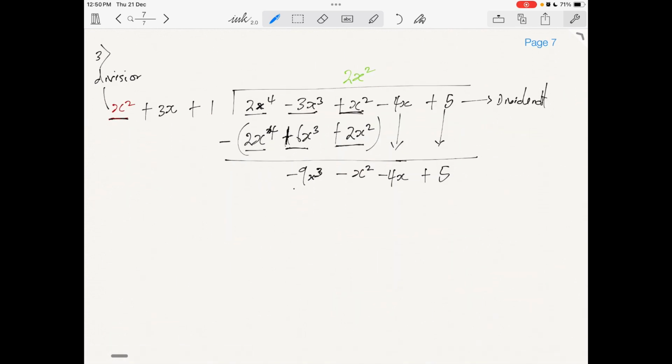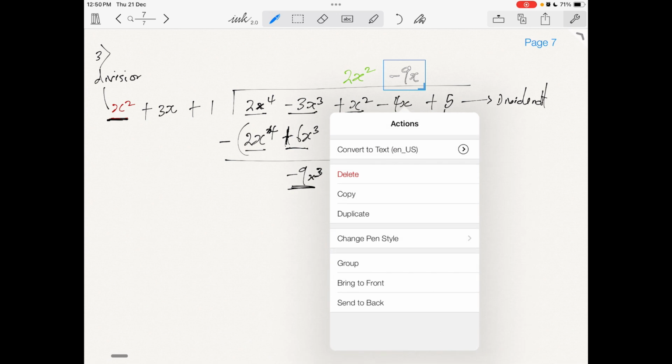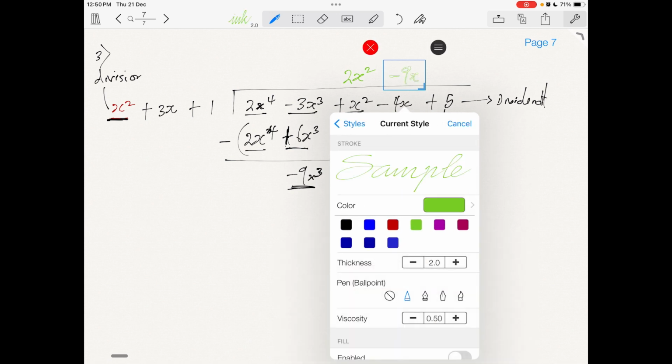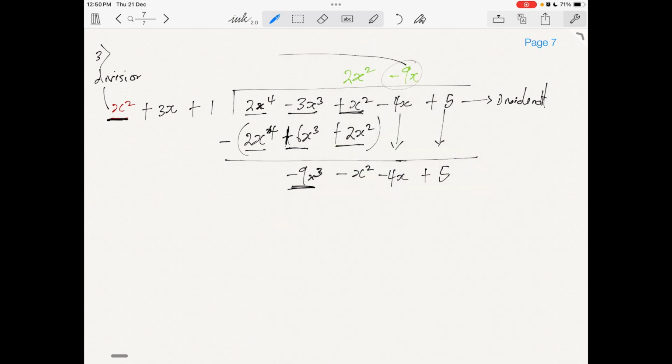So that means we are dividing minus 9x cubed by x squared. Okay, so let's divide 9x cubed by x squared. So that will give us minus 9x. So thereafter, we multiply the whole of minus 9x by the whole of the divisor. Okay, so that's minus 9x multiplied by x squared. So we have it to be what?